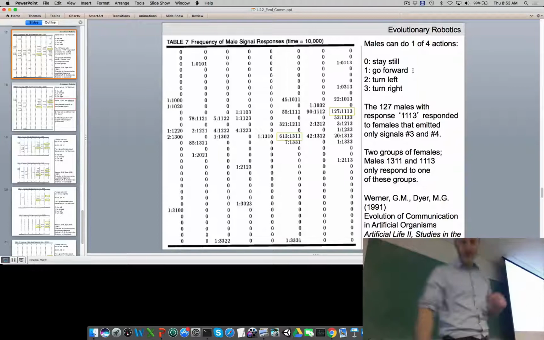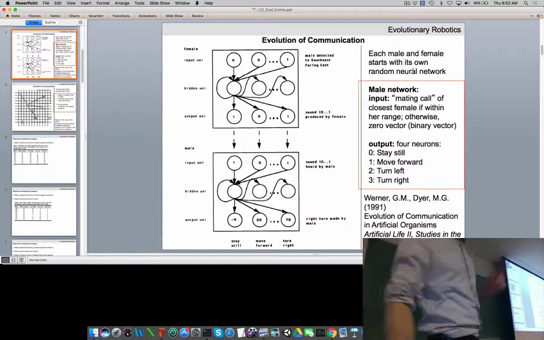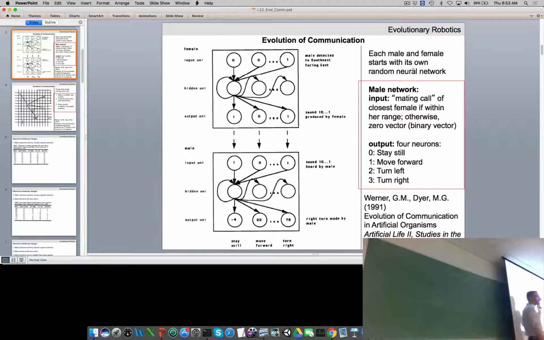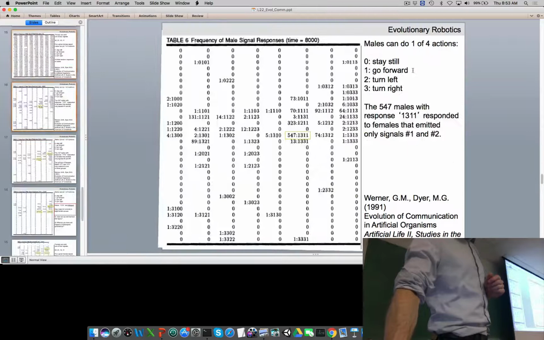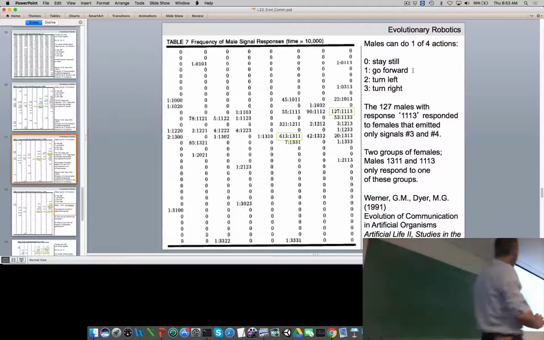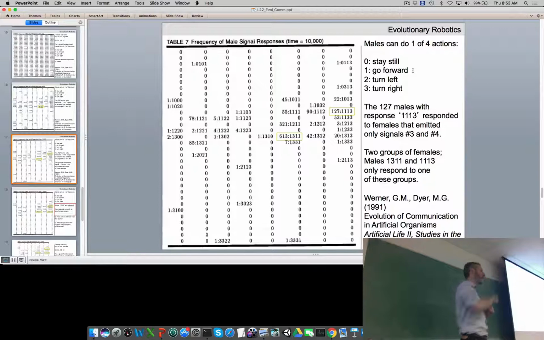Let's have a look here. Let's go back and have a look at the network. You'll notice that the network has recurrent connections here in the female network. What does that tell you about the females? They can remember. Now, whether they evolved to do so is not clear. So a female may be able to detect that a particular male that's entered her territory turned left when she emitted song two, or turned right when she emitted song two. The female might be able to distinguish between males that belong to different groups. That's one possibility.